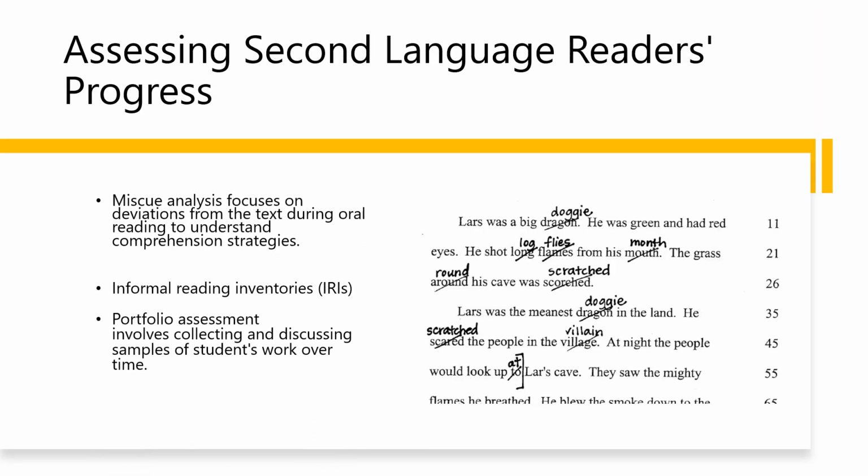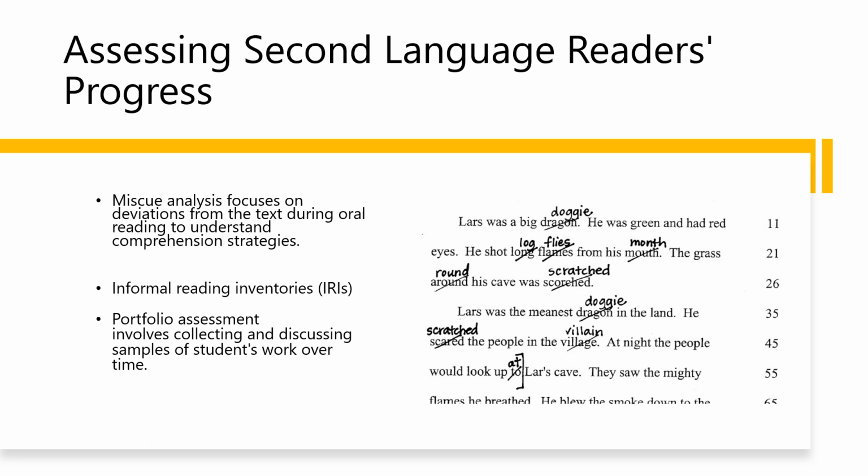Miscue analysis is a tool that focuses on the reader's variations from print made during oral reading. Students read aloud, and the teacher will write any mistakes or incorrect pronunciation. It helps to determine students' strengths and weaknesses, and then you can figure out the reading strategies they're using or not using and how you can help them. Building on miscue analysis, you can use informal reading inventories to do something similar, but also have a backlog of the work and the progress that the student has made.